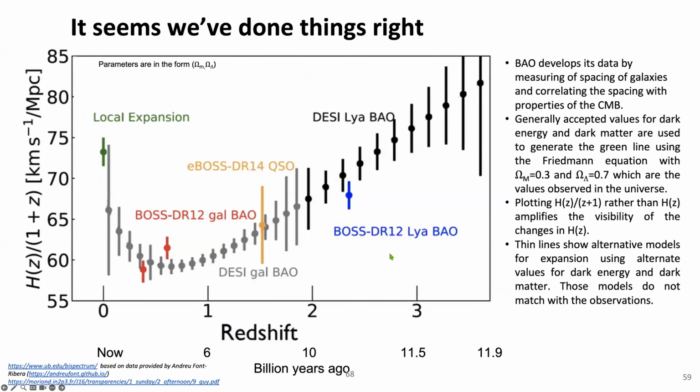Now, I've shown you this before, but again, let's talk about it in a little more detail. This is redshift. Remember, again, a redshift of 0 is now. A redshift of 3 is 11.5 billion years ago. And these data points come from 2 different strategies for measuring properties of quasars.